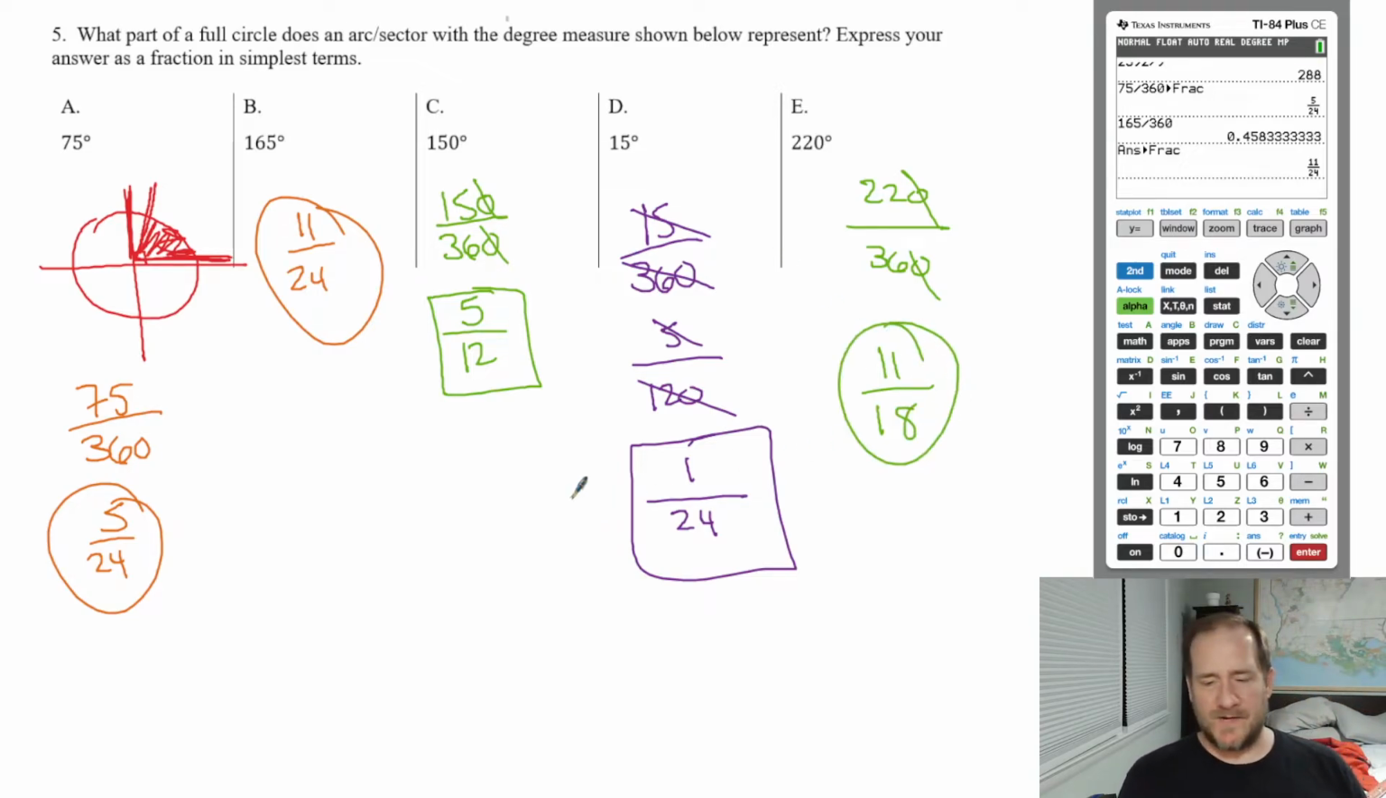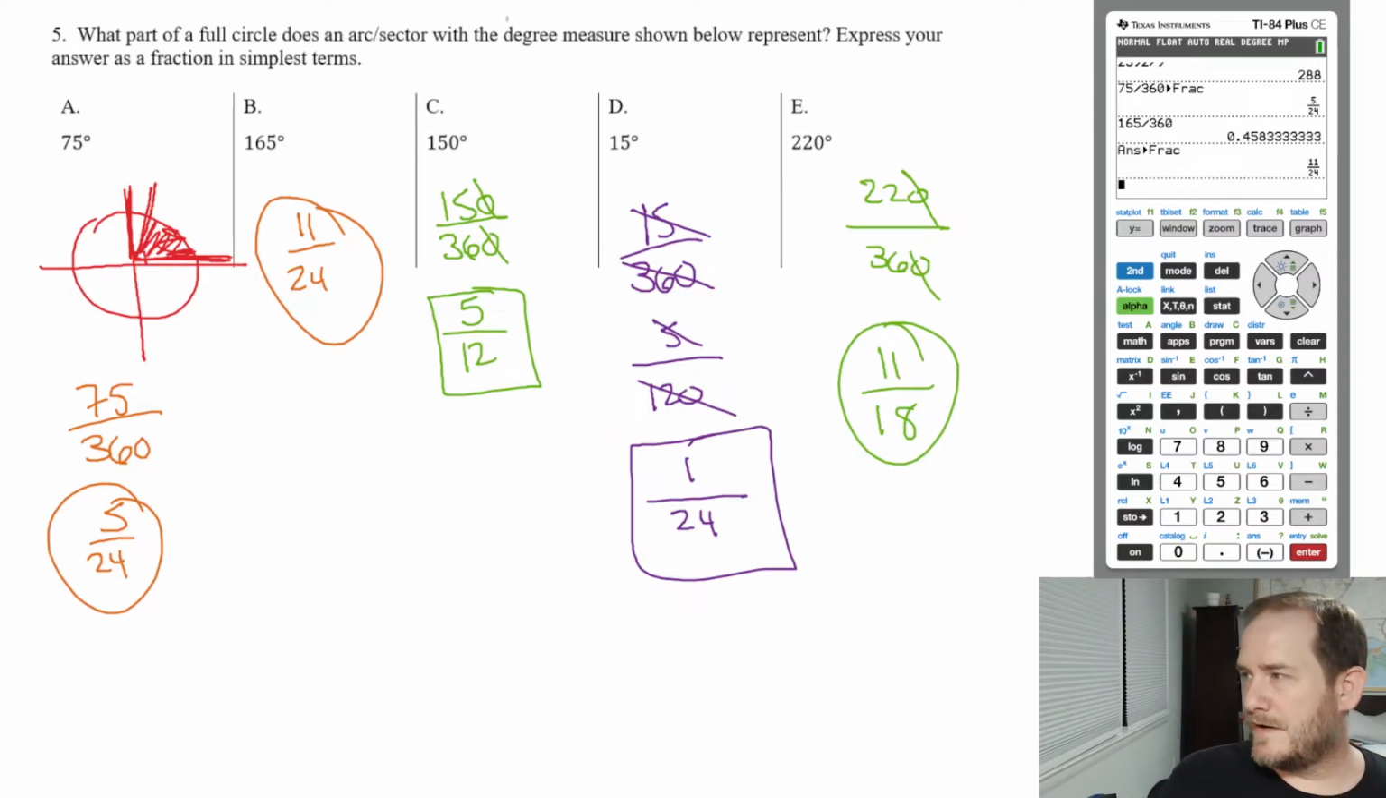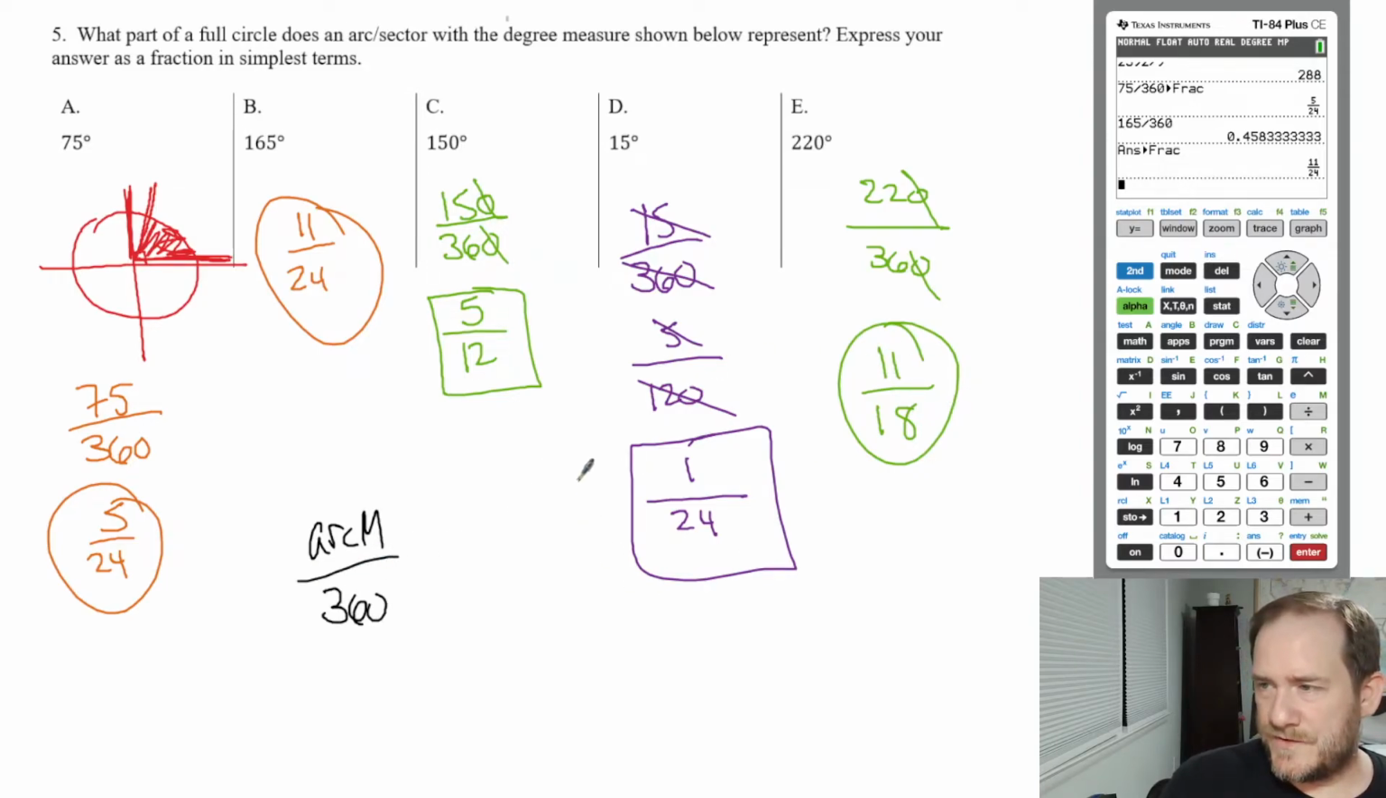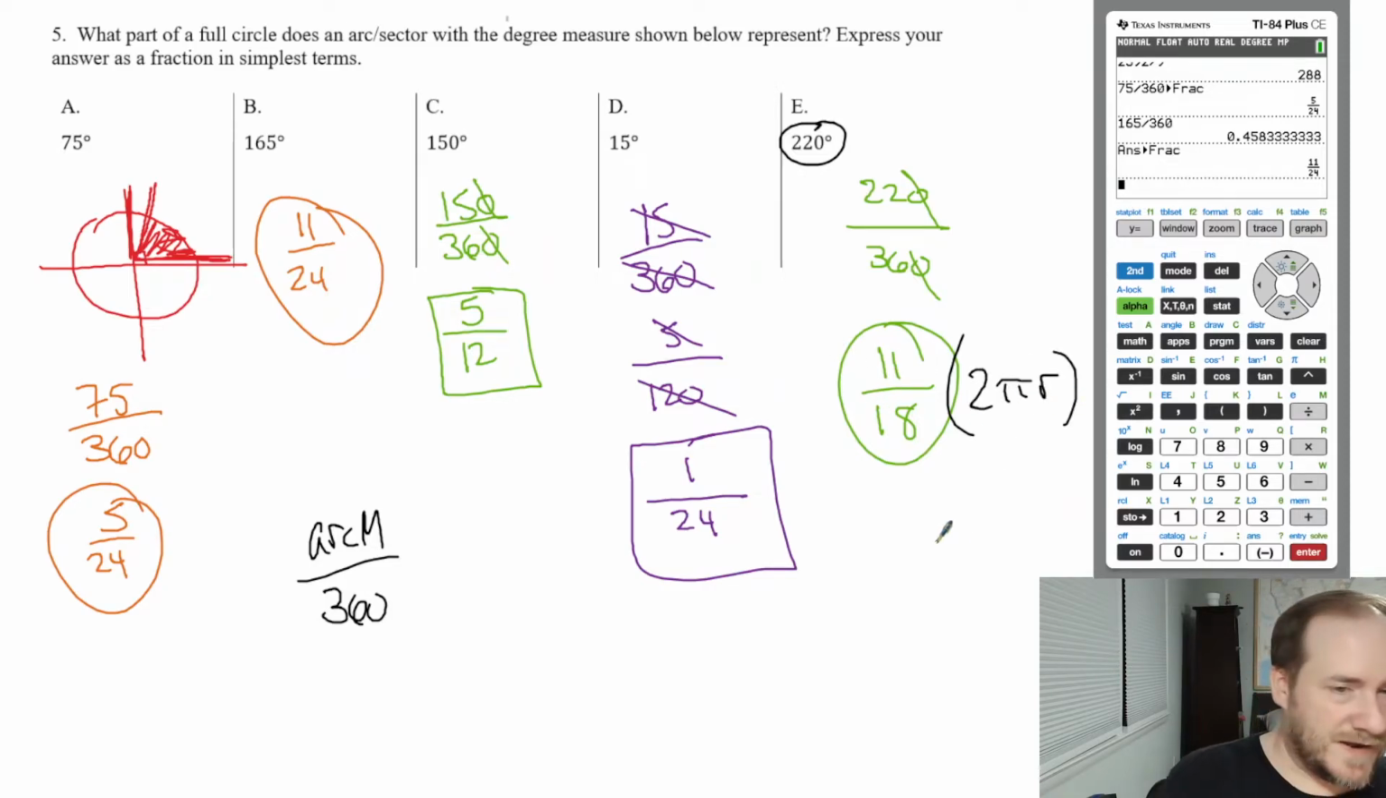So all of these fractions are basically just the fraction that would go at the beginning of our equation, right? Where our equation says do arc measure over 360. That's what all these fractions are. They're telling you what part of the circle you are working with. So if you wanted to find the length of a 220 degree arc, you know that it's 11/18 of the whole circle, 2 pi r. You'd multiply and you'd get your arc length.